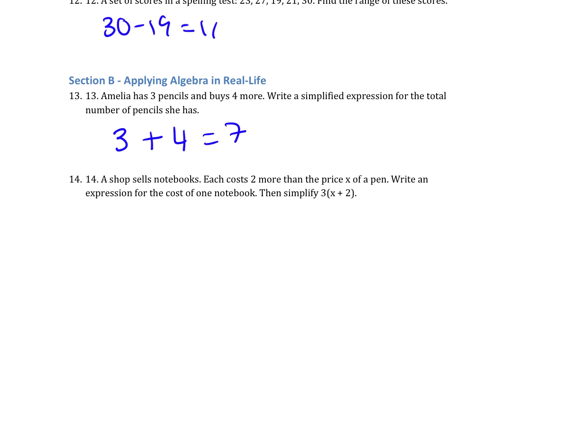Look at the next one though. A shop sells notebooks. Each costs 2 more than the price X of a pen. Write an expression for the cost of one notebook and then simplify. Okay? Right, so let's look at that. What would I do?